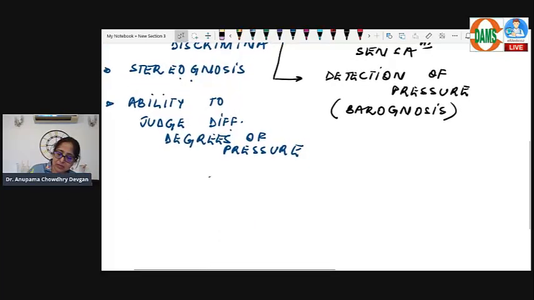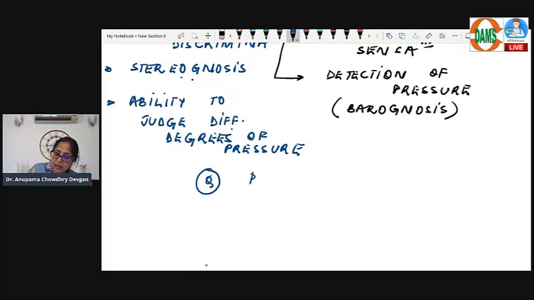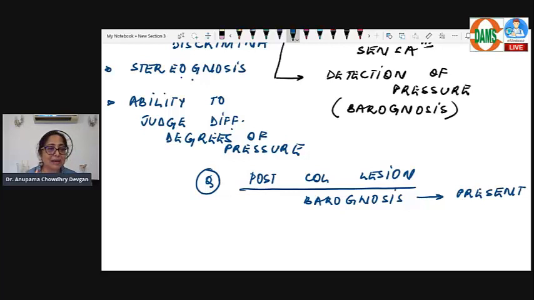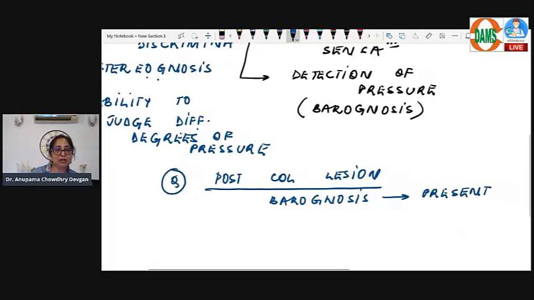So if you have a question which says, in a posterior column lesion, what will happen to barognosis? Is barognosis present or absent? Barognosis will be present, because barognosis is not carried by the posterior column. It is in fact carried by the anterior spinothalamic tract. So barognosis is going to be present.